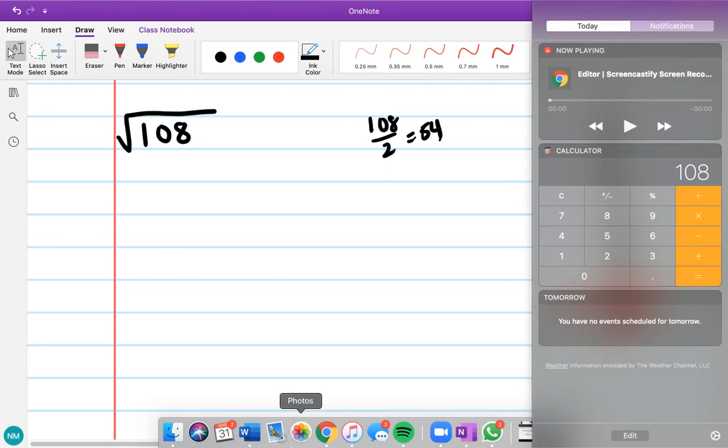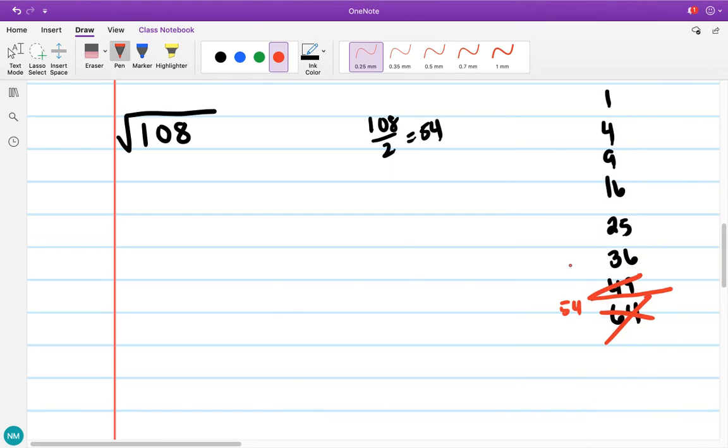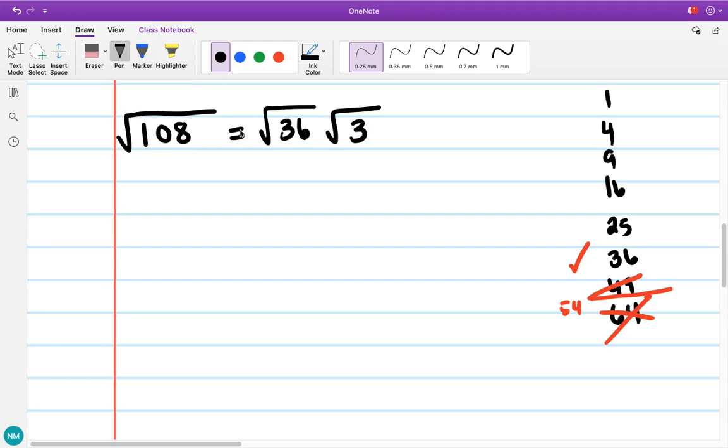108 divided by 36 is 3. It is a factor. So I know the square root of 108 is equal to the square root of 36 times the square root of 3, because 36 times 3 is 108. And then this becomes 6, right? This is 6 root 3, final answer.